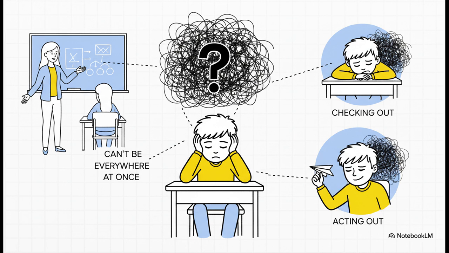A student hits a wall, they don't grasp a core concept, and that little moment of confusion just spirals. They either check out completely and put their head down, or they start acting out. And let's be real, a teacher can't be everywhere at once to catch every single one of those moments.